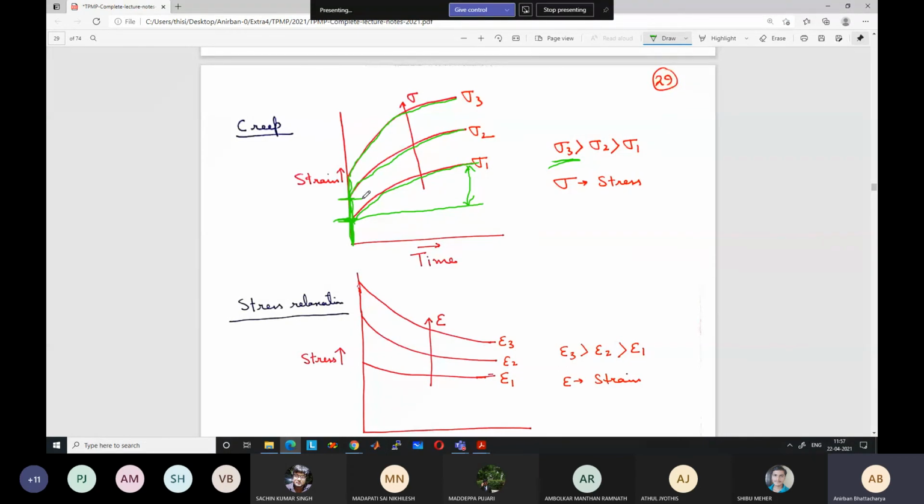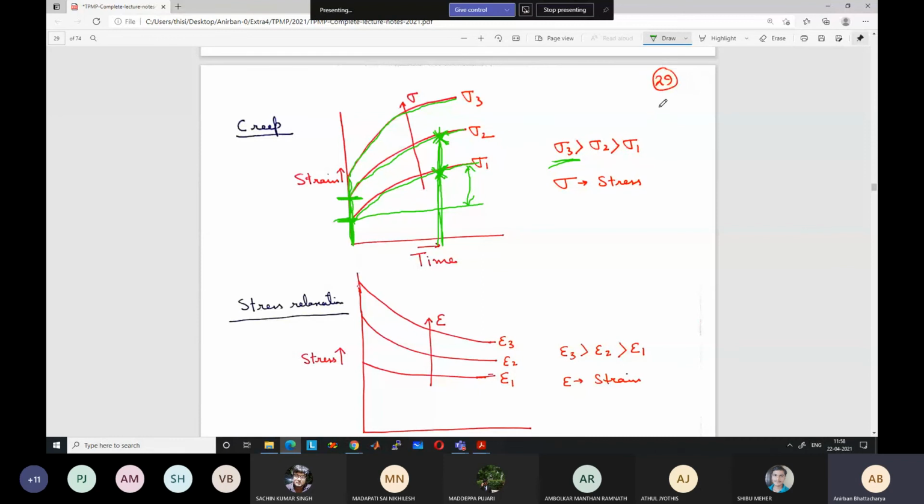So if I take a section here, and if sigma 2 is twice sigma 1, then if we relate this strain and this strain, this strain will be twice this strain. This is what we mean by a linear viscoelastic material. Similarly, we can study stress relaxation. So with this I will finish today's class.